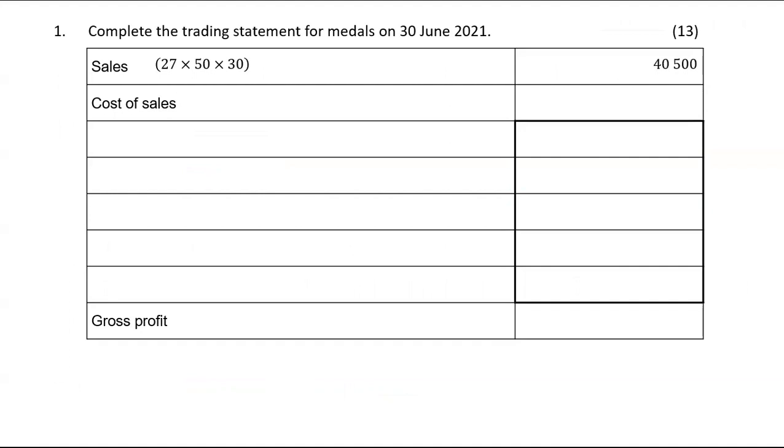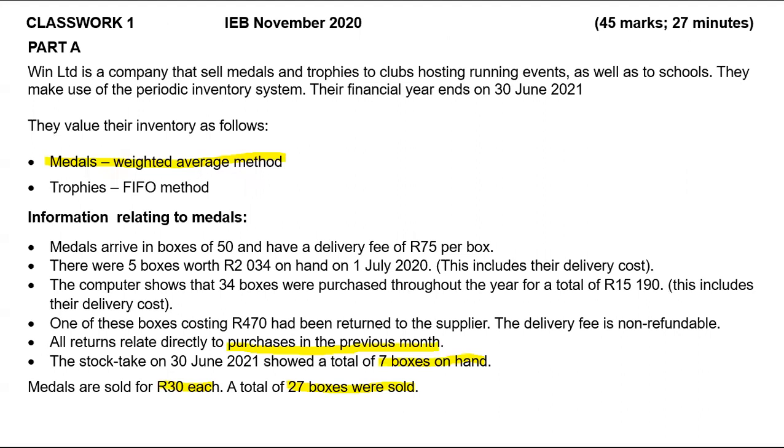To calculate the cost price, you will use this method. Opening stock was 2,034. Purchases was 15,190 minus your returns, which will give us net purchases of 14,720 minus the value of your closing stock. Remember, 7 boxes were remaining. Each will cost you 40,089. Let me just confirm how many boxes were remaining or on hand at the end of the year. They told you that the stock take showed a total of 7 boxes on hand.